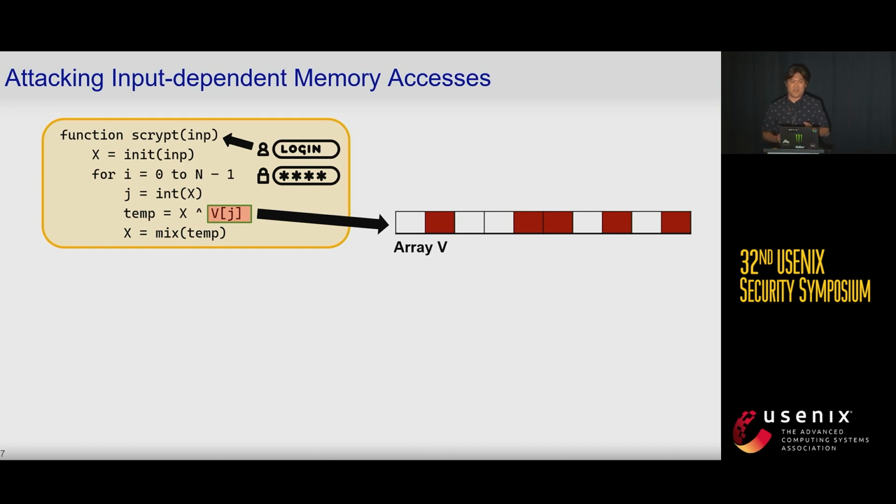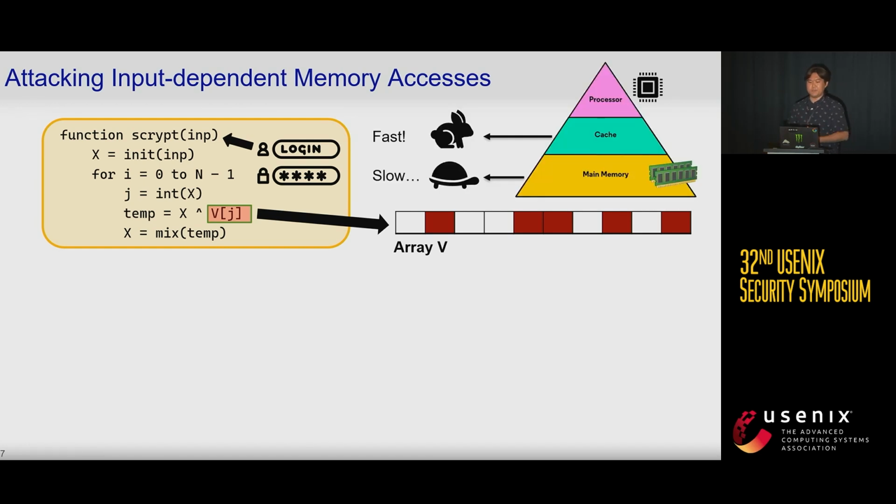Now, forgive me for going off topic again in a browser session, but let me explain why this is problematic from a side channel perspective. To bridge the gap in latency between the CPU core and main memory, CPUs will store recently accessed data in small caches, thereby making access to them fast. For data that hasn't been accessed recently, however, they need to be loaded from main memory, which is slow.